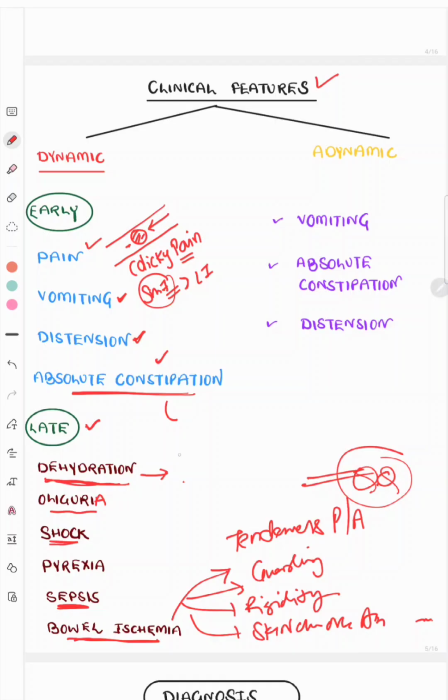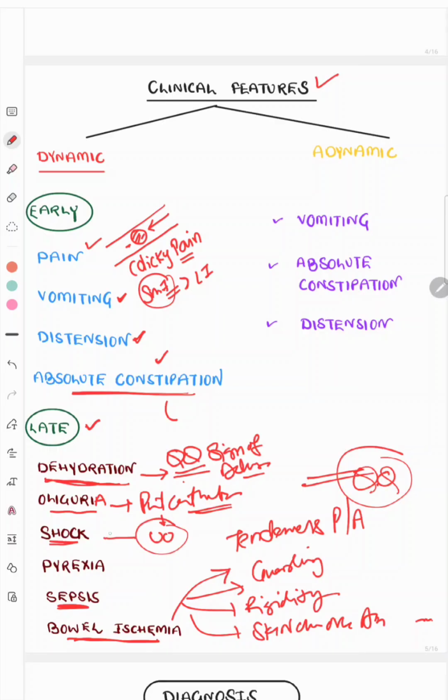So during the examination, always look for signs of dehydration, oliguria. Put in a catheter to measure the urine output to know about the status of shock. So these are the things to remember in dynamic obstruction.